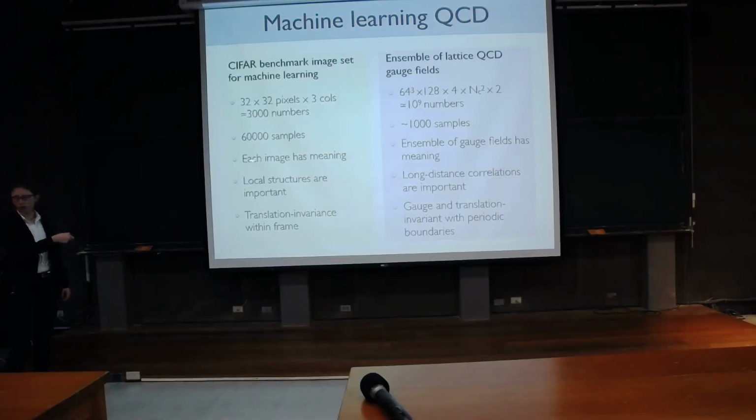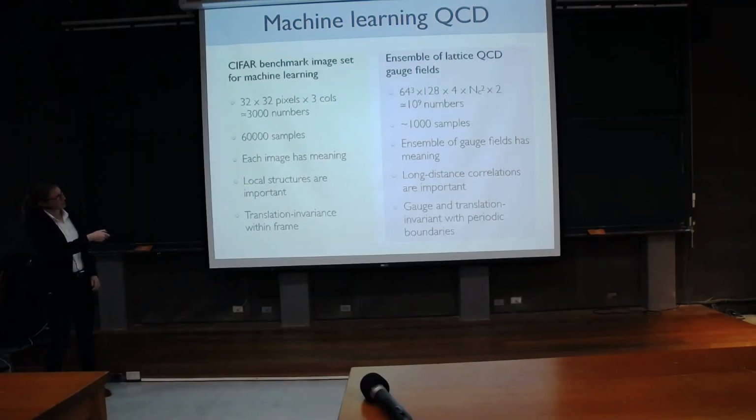This image set, of course, each image has some meaning. It's a cat, or it's a dog, or it's a shoe, right? Local structures are important. Within a picture of a person, you have structures like eyes and a nose that are meaningful on their own. And you have some translation invariance within a frame. So a face over here in the frame is also a face, even if it's in a different place in the frame. This is sort of the structure of image data sets.